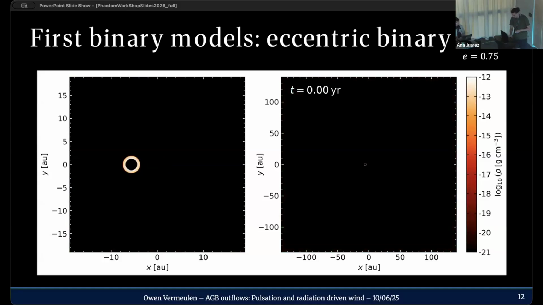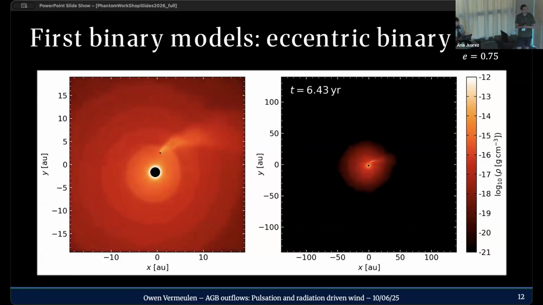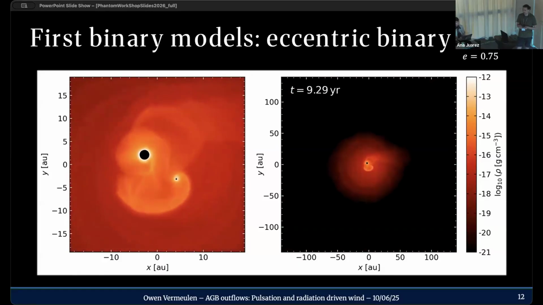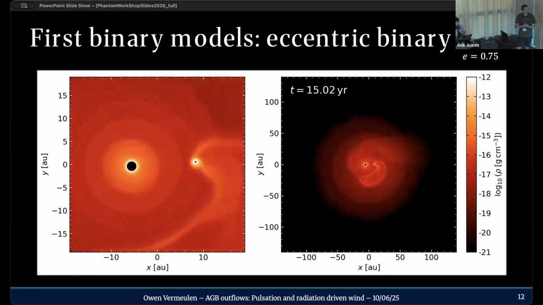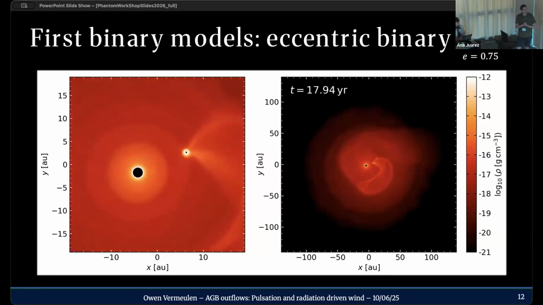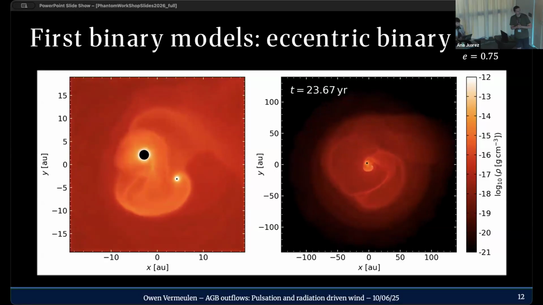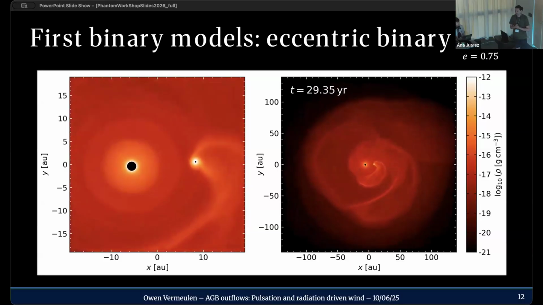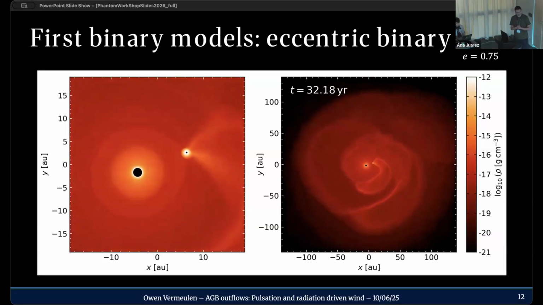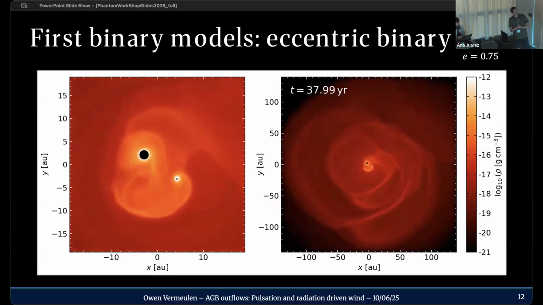Finally, I also have an eccentric binary. So again, 8 AU, but now with an eccentricity of 0.75. So the companion really grazes into the atmosphere. Again, after this grazing, you see the strong deformation of your pulsation shocks. Again, here an accretion disk is forming. And in the global view, we once again see a somewhat more complex structure arise. So I'll just let this play out for a second.